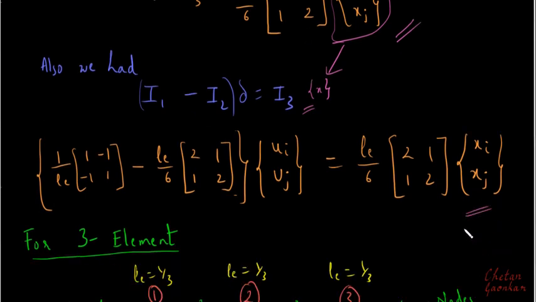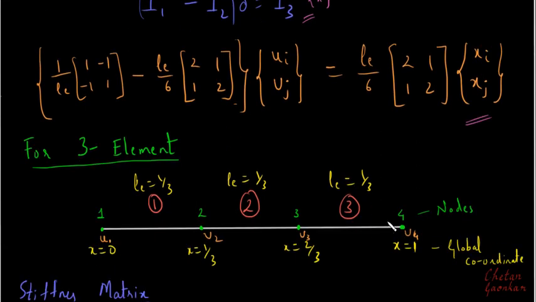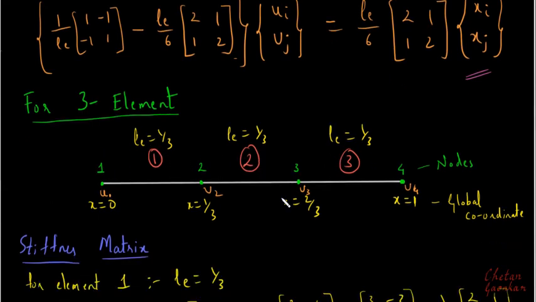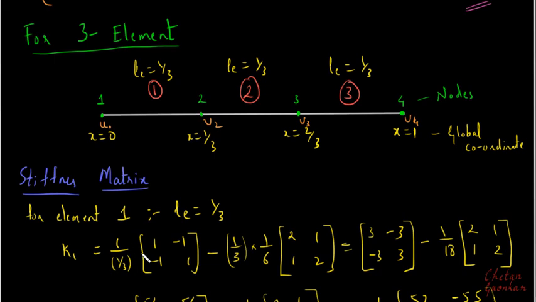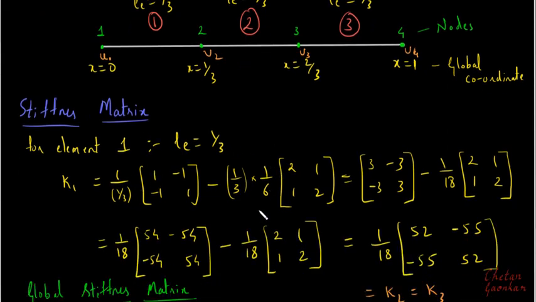And then further, since they have asked us to consider three elements, here it is shown again, the entire domain which is from 0 to 1. This is again discretized into three elements, 1, 2 and 3. And then we had seen how to calculate the stiffness matrix. From here on, the same steps will repeat.